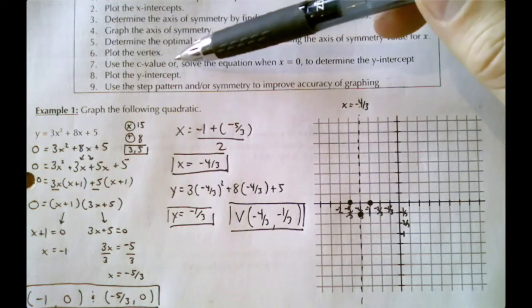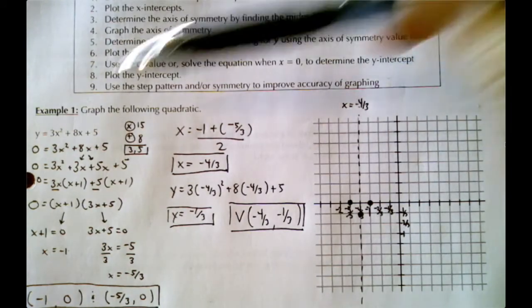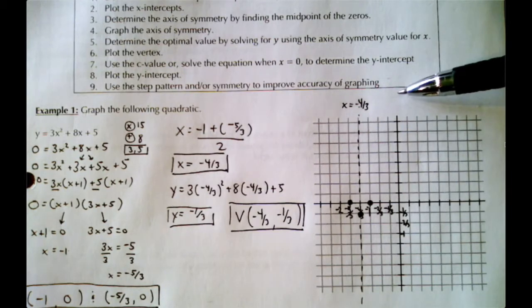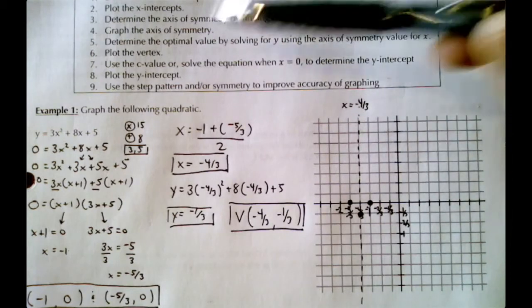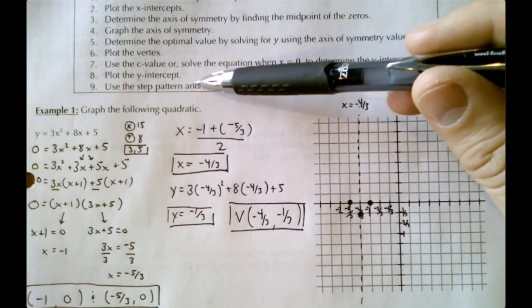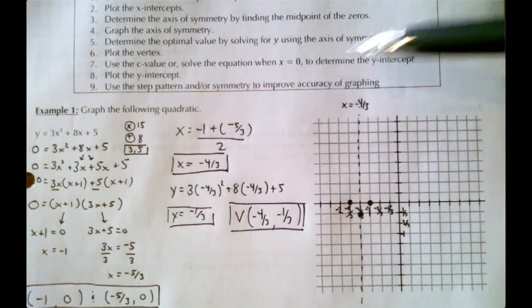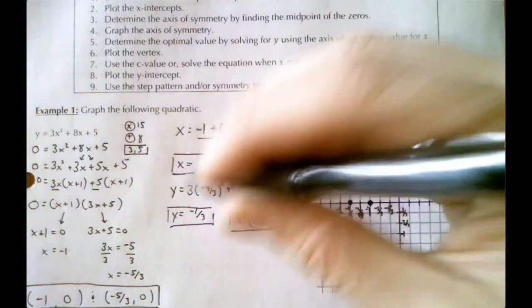Use the c value or solve the equation when x equals 0 to find the y-intercept. Well, our y-intercept is 5. 5 is going to be way off this graph, so we can't actually use that to continue graphing. Plot the y-intercept, we can't do that, it doesn't fit on our graph. Use the step pattern or axis of symmetry to improve your accuracy of graphing. Now our step pattern is over 1, up 1, over 1, up 3, over 1, up 5.